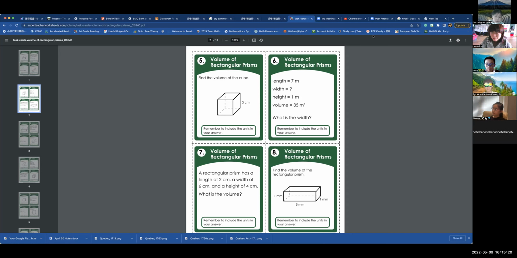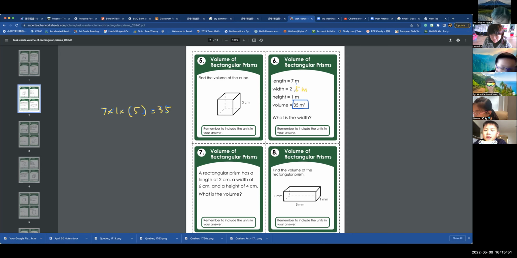So this time, it's not asking you to calculate the volume. It's already told you the volume. So what is the width if the volume is 35 and the length is 7 and height is 1? So it's 7 times 1 times something equals 35. It looks like a question from a math competition, like calculation competitions. So this one is 5. So the width is 5 meters. That is how we do it, okay?